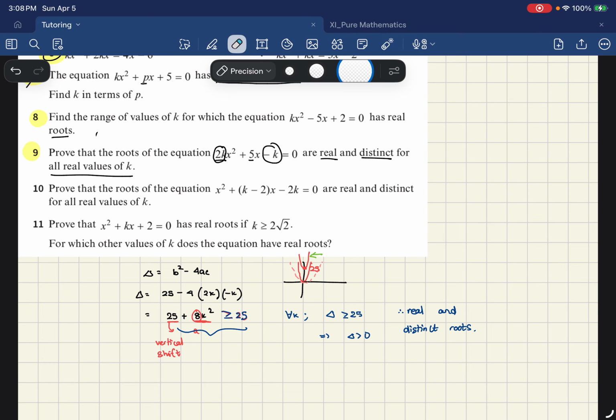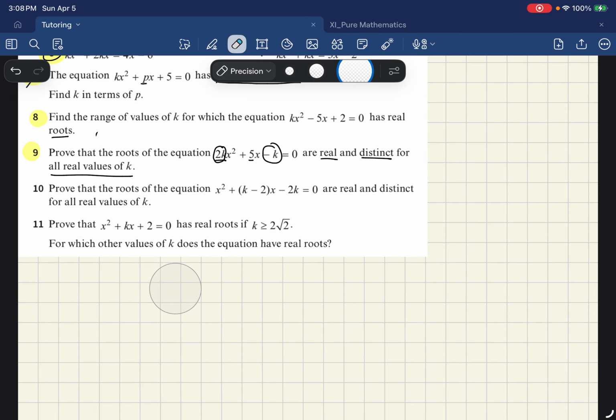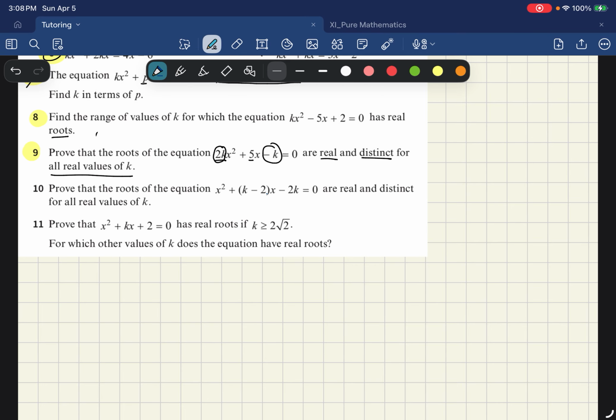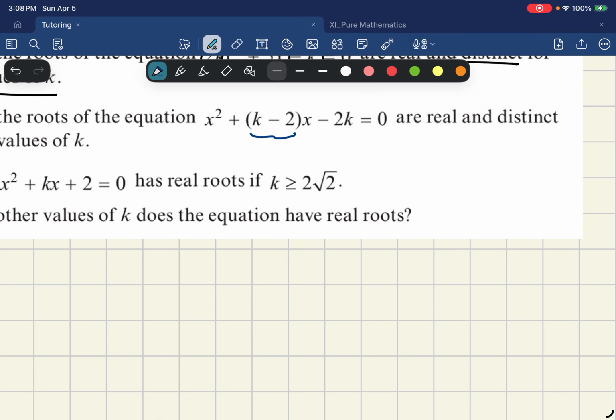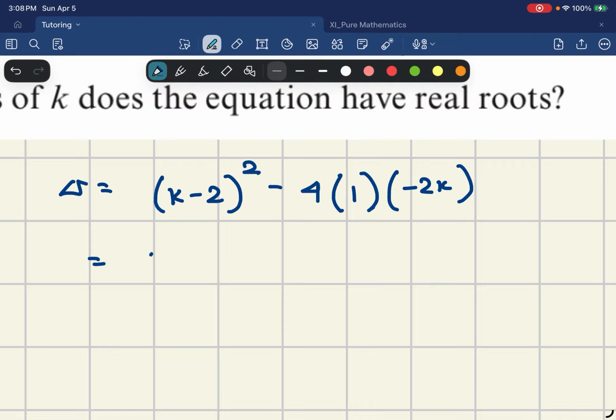Let's go to question 10. And it's essentially the same question. Prove that the roots of this equation are real and distinct for all real values of k. All right. k minus 2, that is b squared, minus 4, a is 1, c is minus 2k. So that is the discriminant. And if I simplify, I get k squared minus 4k plus 4 minus 8k, that is plus 8k.